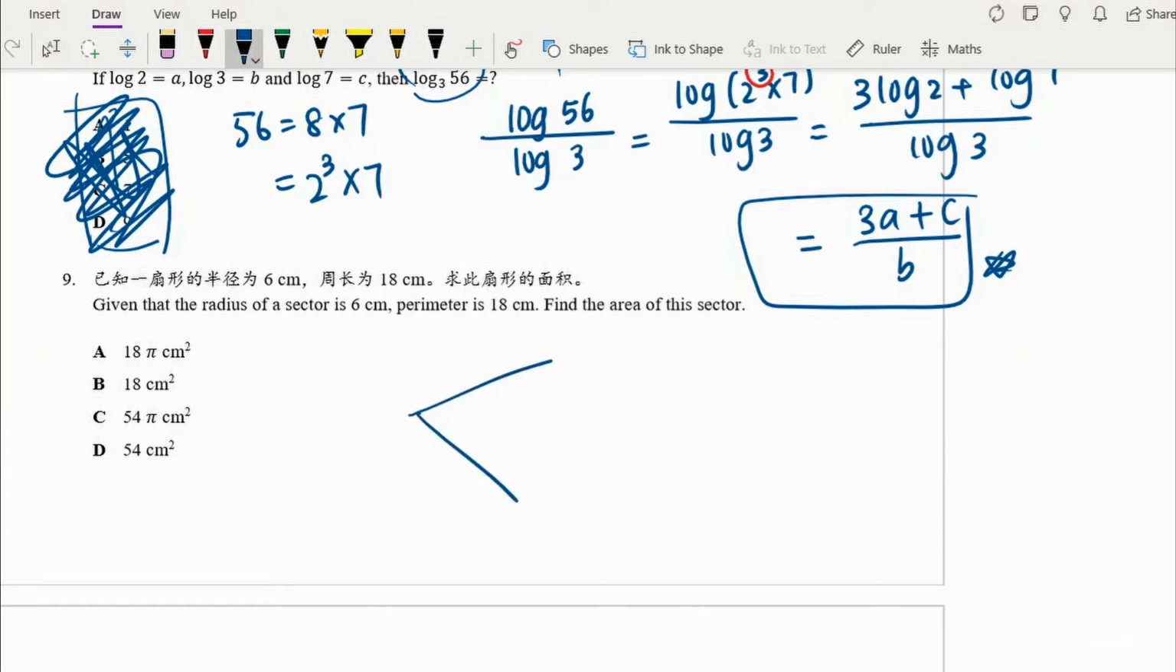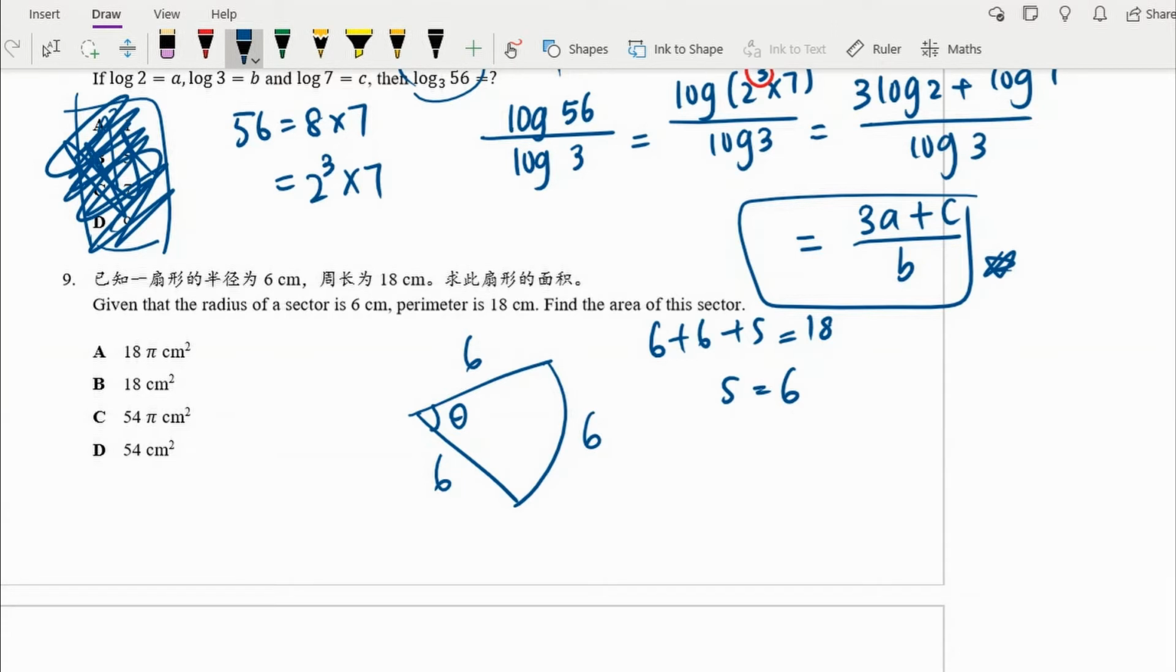You know that radius 6 means this is 6, and this is S. You don't know the theta here. And we know that the perimeter is 18, which means 6 plus 6 plus S equals 18. So your S should be 18 minus 12, which is 6. Your S is 6. This is your 6.